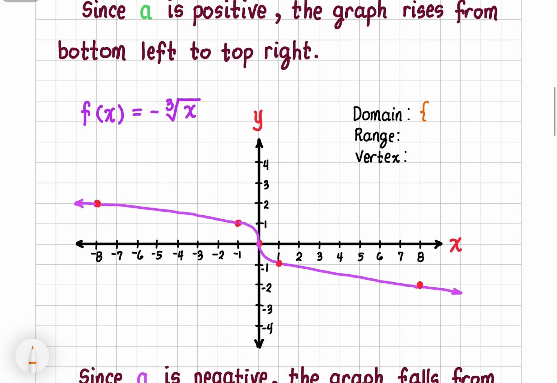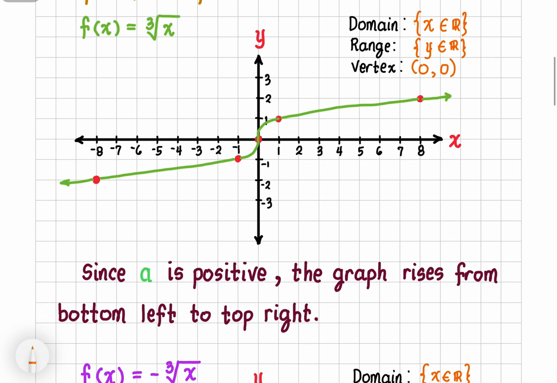So, the domain is the set of all real numbers. So, in symbol, we can write in this form. So, pagbabasahin natin yan, x is an element of all real numbers. So, for range naman, those are the y values. So, y is an element of all real numbers. And, kung makikita natin dito, yung ating vertex, ayan, nasa gitna ng origin. So, that is 0, 0. Naintindihan ba, class? Ayan.